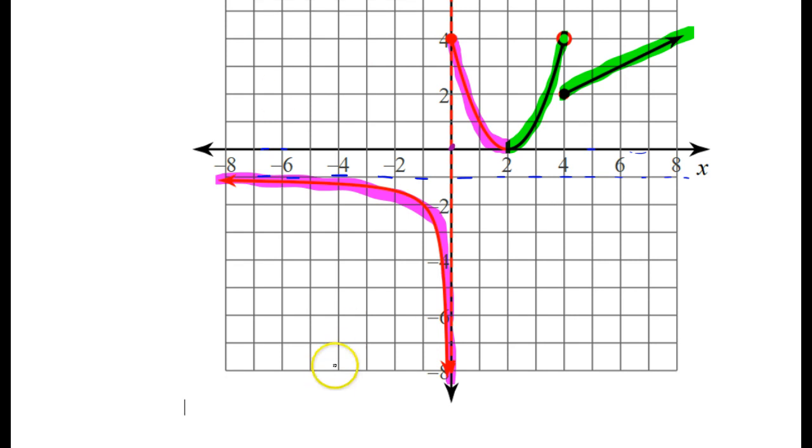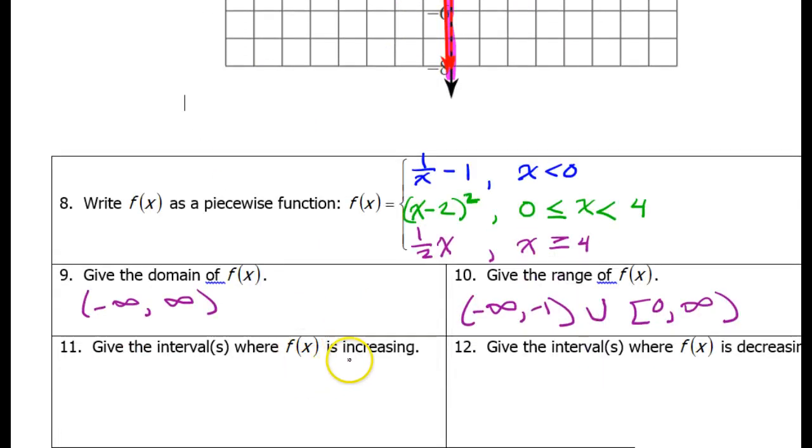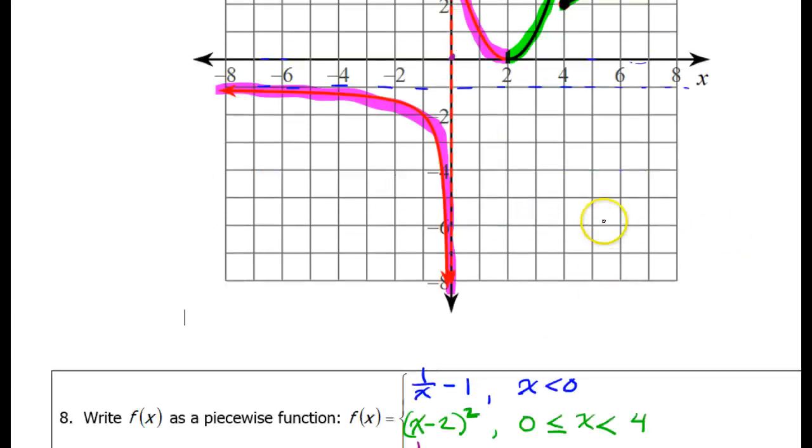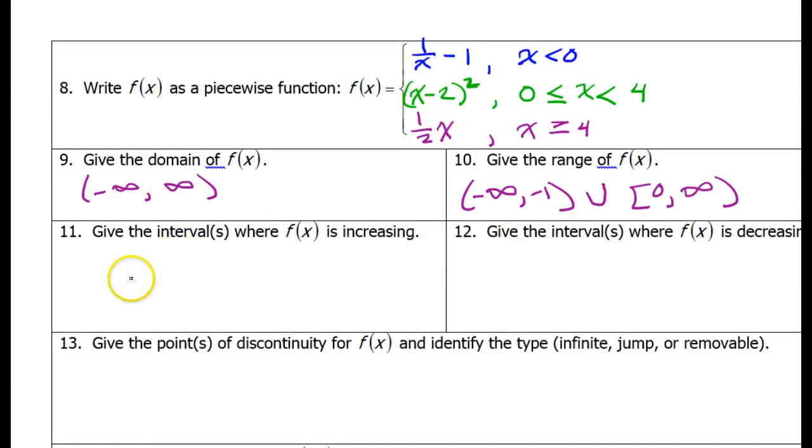So, what are we doing first? Increasing. So basically, look at the green and tell me the domain of the increasing part. What's the domain of the green part of this graph? Well, it's increasing from 2 to infinity. All right, if I look at the x-axis, it's increasing from 2 to infinity. All right, always use round parentheses when you're talking about increasing and decreasing. All right, don't include the endpoints.